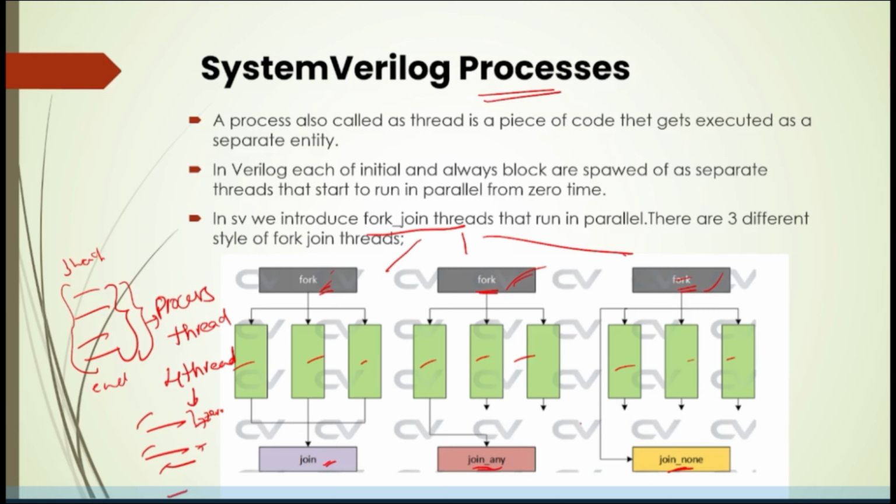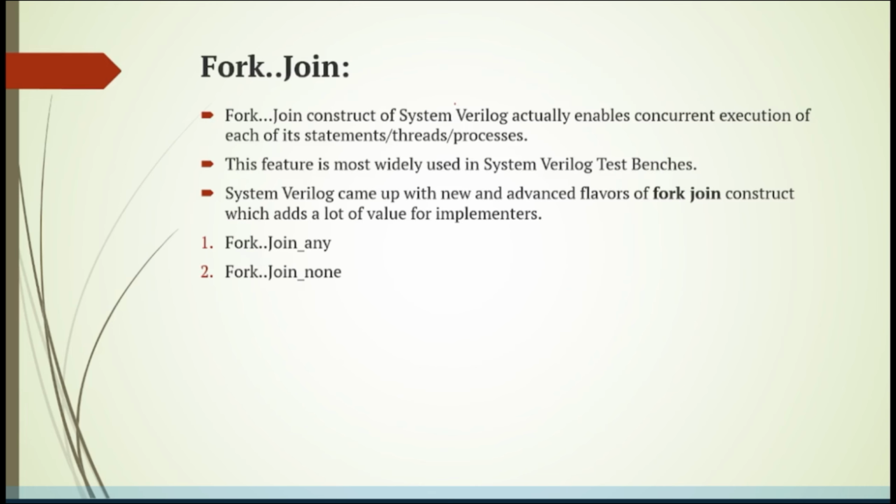Clear? Yes. So this is about SystemVerilog processes, in which today's topic is fork join. The fork join concept of SystemVerilog enables concurrent execution of each of its statements, just as I told you. Every statement that you write within this fork join, if you are using three or four threads, all the threads will run parallelly. Even if you don't yet understand how to write it, don't worry, because I'll show it clearly with an example.